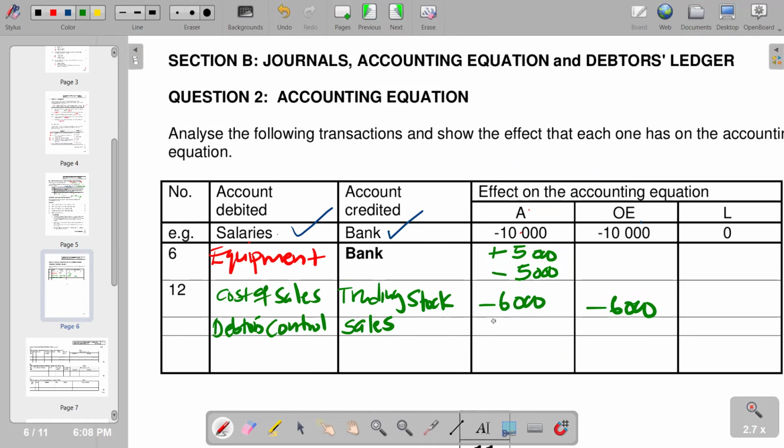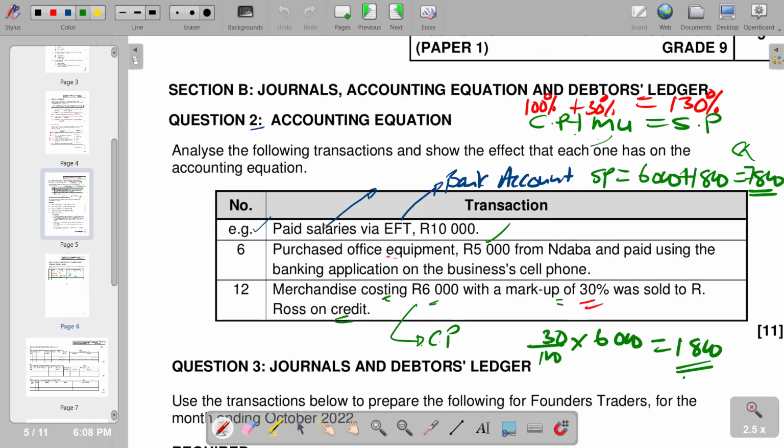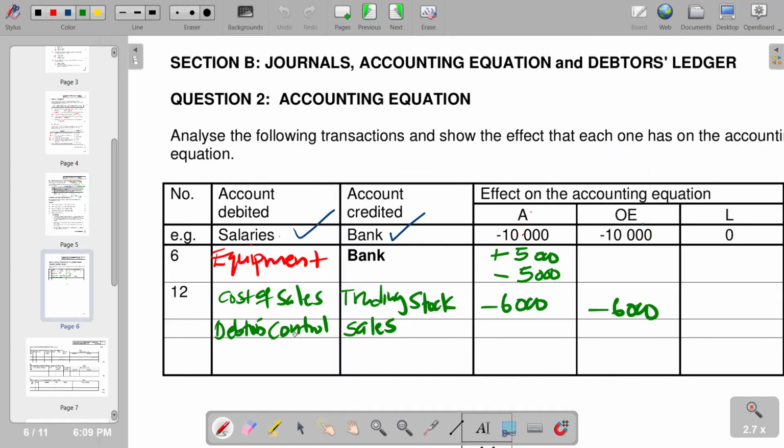We are now entering using the selling price amount, which we've calculated to be 7,800. In terms of debiting, debtors control is an asset. So debiting an asset is a plus. It's going to be plus 7,800. And then our sales, when you credit it, sales increase the owner's equity. So it is a plus again on owner's equity. So basically, this is what we have on the part of the accounting equation. So thank you for listening, and hopefully the video was helpful.